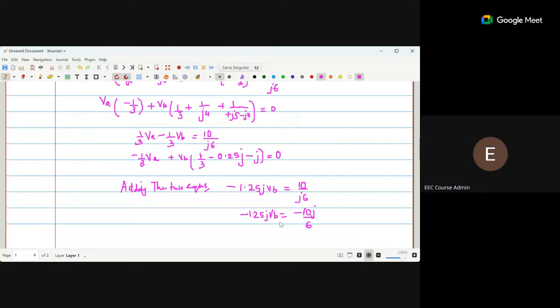Ma'am, it will go in denominator because it is in multiplication, and it will become j square, that is minus 1. Let me just check it out, one second. So you will get it as 10 by 6 divided by 1.25. Yeah. Correct.